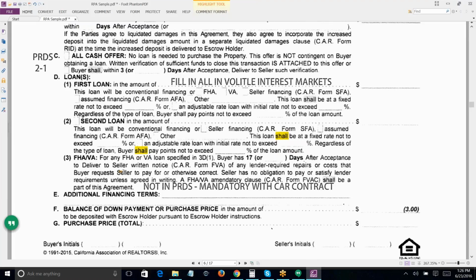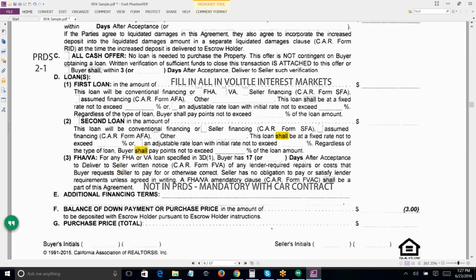FHA and VA, I'll do another class on that, but notice some of the stuff that's been typed in, it's not in the PRDS contract, but it's mandatory with the CAR contract. If we select FHA or VA, an amendatory clause pops up, which is another form that needs to be filled out and included with the FHA and VA offer. I'm not going to do that today. I just want to point your attention to it.